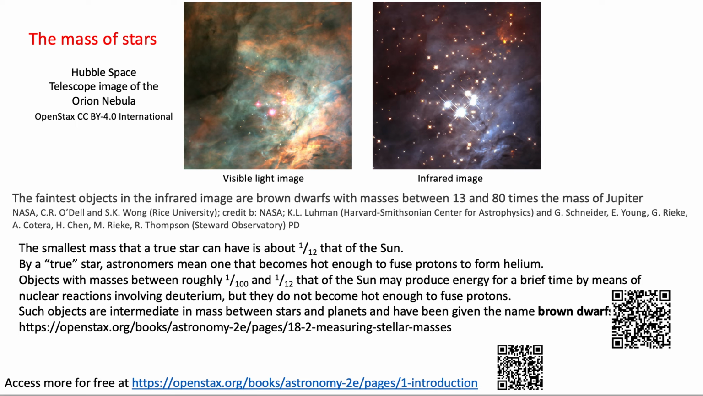And the smallest mass a true star can have is about a 12th that of the Sun, and the true star fusing protons to form helium, and that's what's happening in the inner core of our Sun. And between 100th and a 12th might produce some energy, but not enough to fuse protons, and they're given the name brown dwarfs.